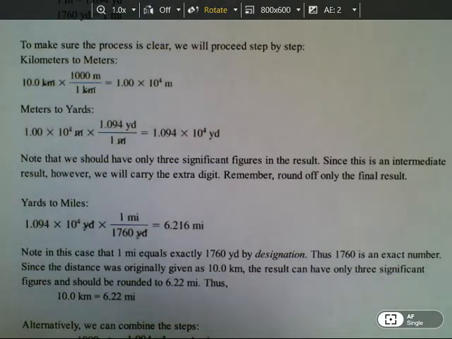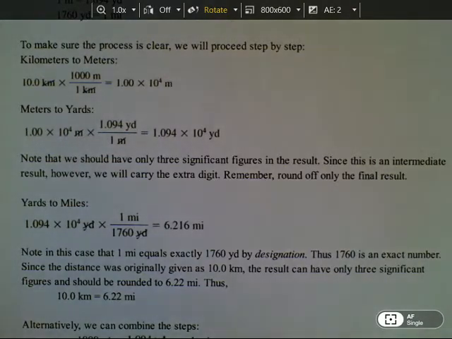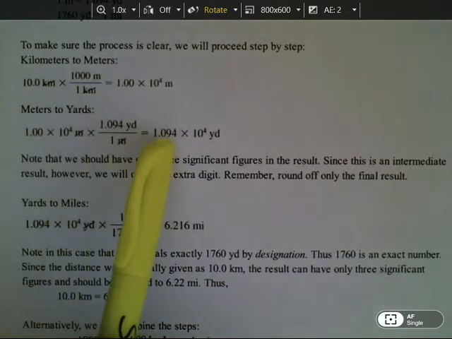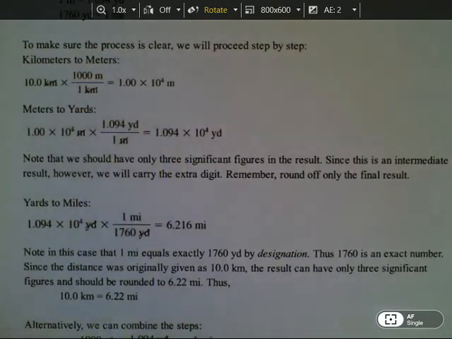And note, we should have only 3 significant figures here in the result. Since this is an intermediate result, however, we're just going to carry the extra digit. Remember, you AP students are going to be rounding only your final result to the correct number of significant figures. So that is why we should be taking 3 significant figures, but we're going to take 4. So don't have your heads explode here.